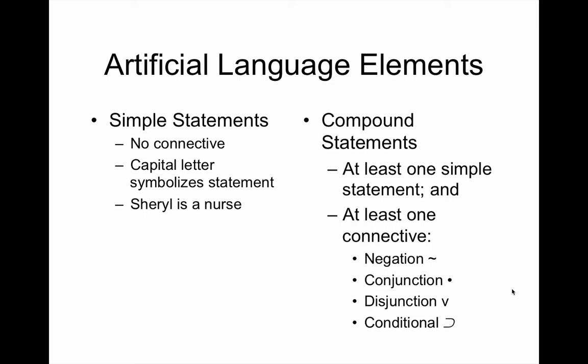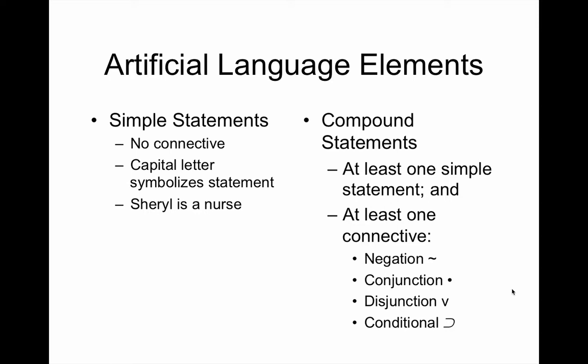You'll notice a symbol next to each connective. The squiggle mark to the right of the word negation is called the tilde. The dot next to the conjunction is called dot. The lowercase v next to the word disjunction is called the wedge. And to the right of the conditional is a sideways U. That is called the horseshoe.